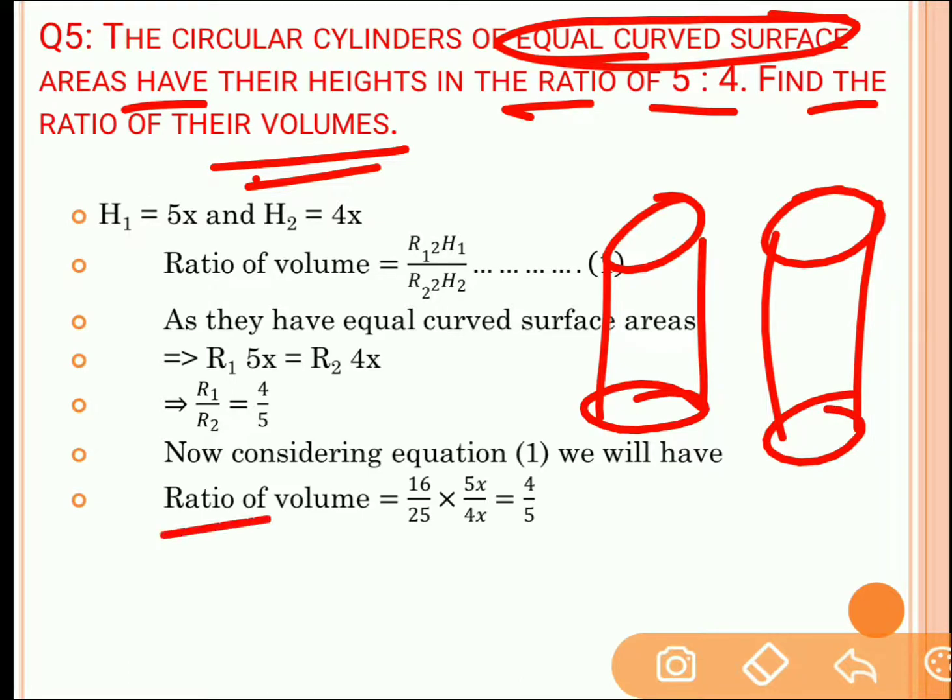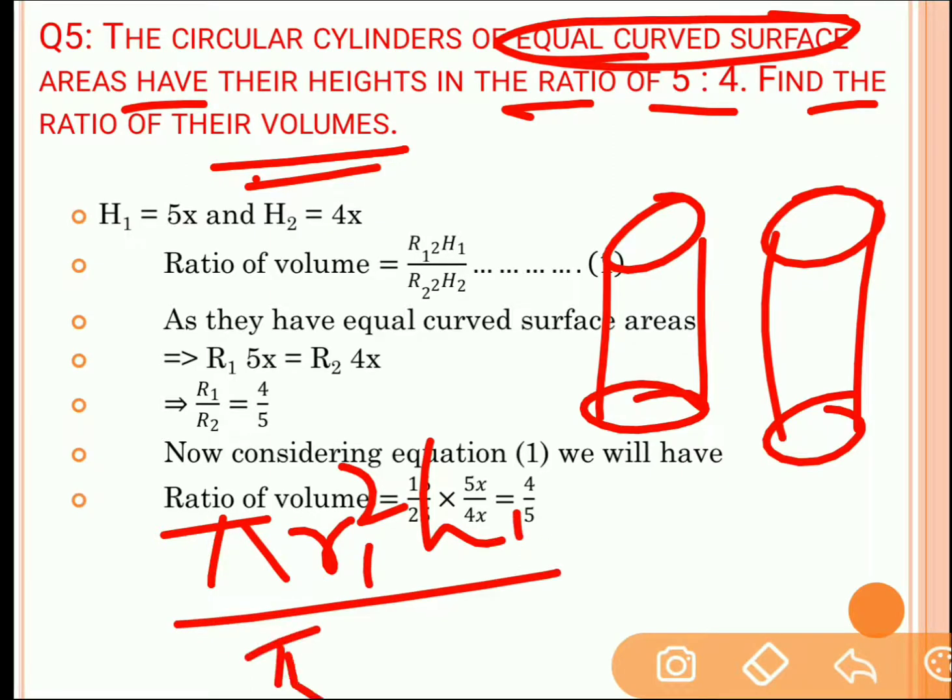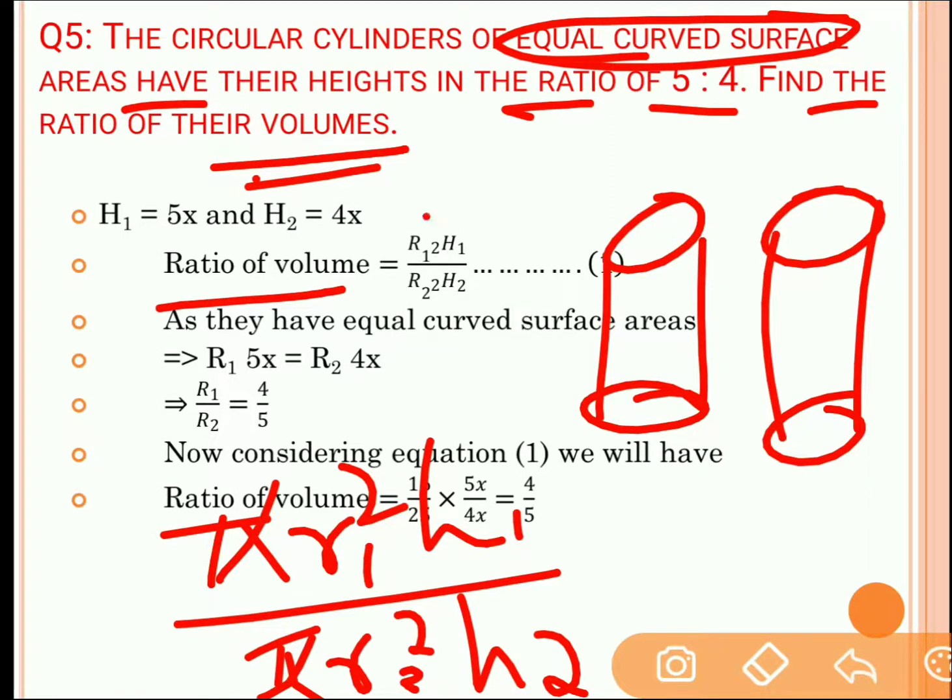Volume of the cylinder is pi r square h. For the first cylinder, radius is r1 and height is h1. For the second cylinder, the volume is pi r2 square h2, where radius is r2 and height is h2. Pi gets cancelled, so the ratio of volume will be what? r1 square into h1 upon r2 square into h2.